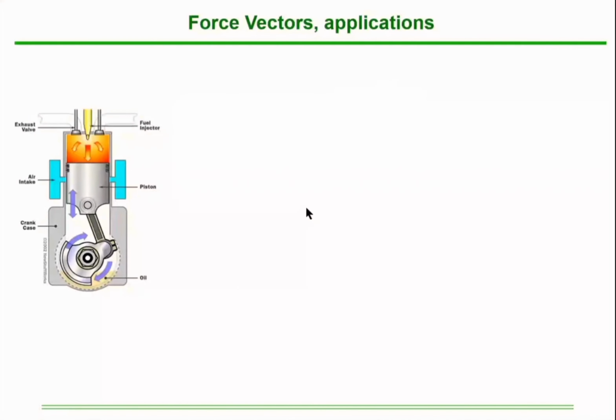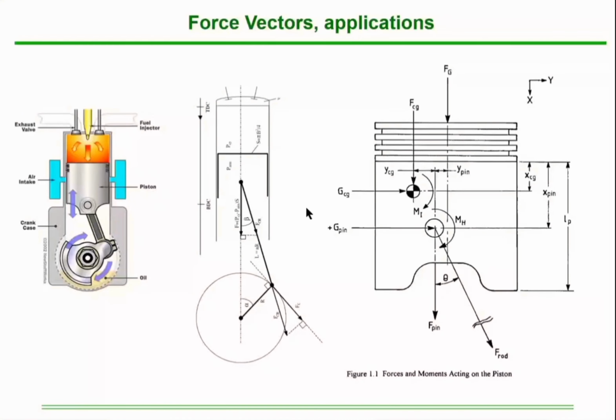Okay, forces. Look at this. An IC engine, internal combustion engine. That's the engine. That's the piston. You've got the fire happening on top, and the piston moves down, and then you've got the crank underneath here. So a linear motion is converted into a rotational motion.